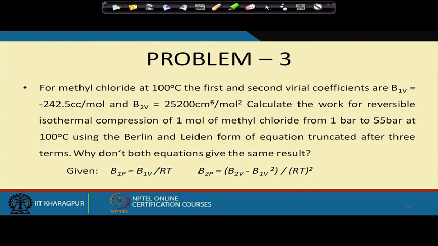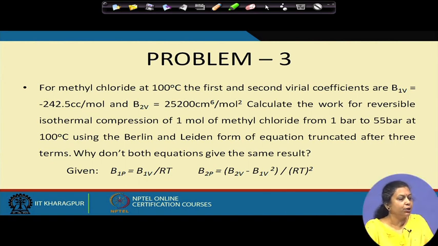and we would like to find out the work required for reversible isothermal compression of 1 mole of this methyl chloride from say 1 bar to 55 bar at 100 degree centigrade, and you are required to work it out both in terms of the Berlin form of equation and the Leiden form of equation, or in other words from the volume explicit form as well as the pressure explicit form. This is a pretty simple problem.